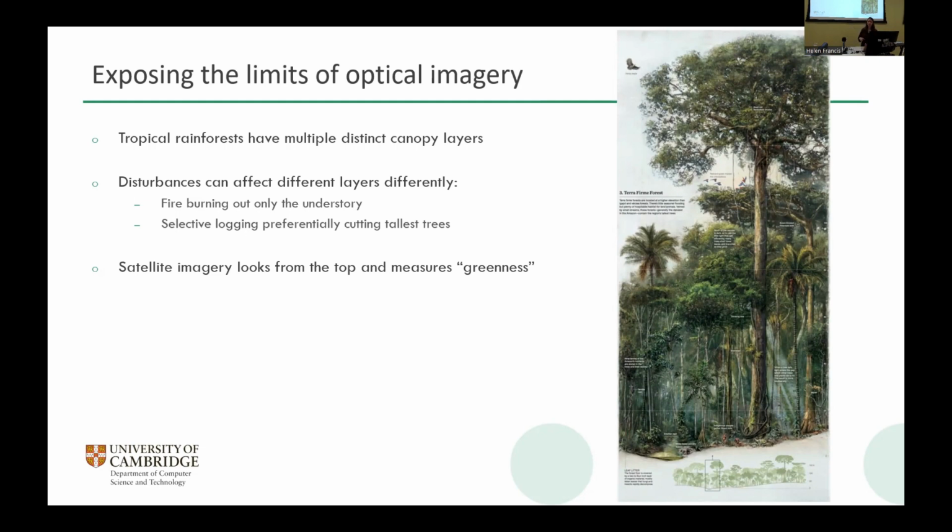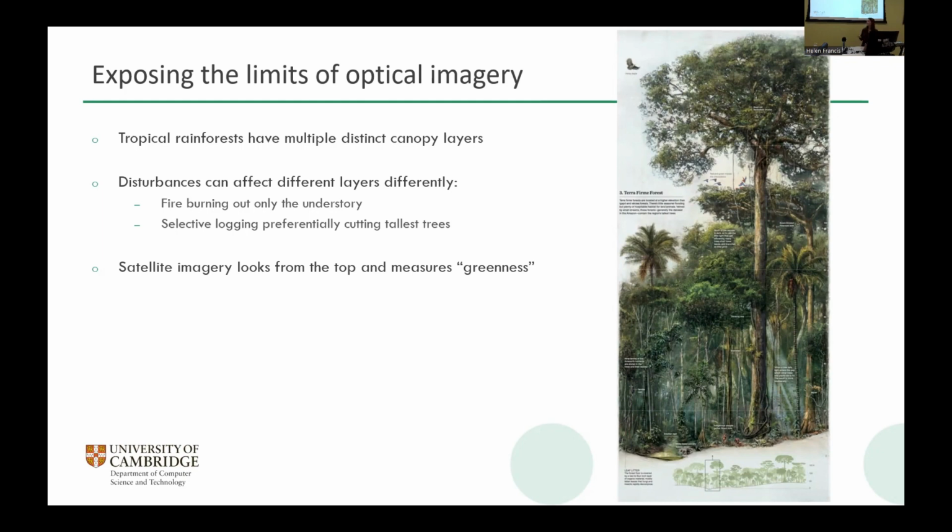complex and layered structure, and disturbances can have different effects on different layers of the canopy. But satellites, optical satellites, are just looking from the top. They don't penetrate the forest canopy, and they're largely just measuring greenness, I would say, which can look very similar between regrowing, degraded, and mature forests. And there's just a limited amount of ground data on regrowing and especially on degraded forests. So even if the satellite picks up changes, it can be hard to understand how to interpret them.